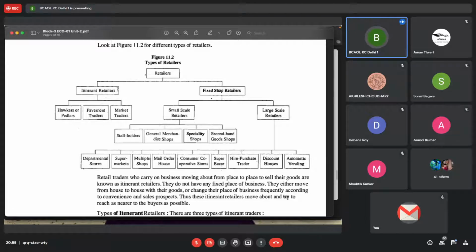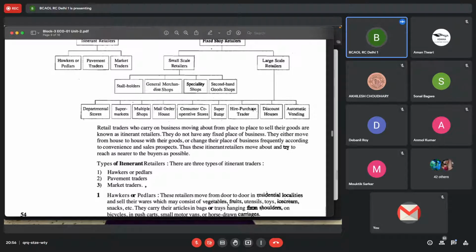Small holders, general merchandise, specialty shops, second-hand shops, departmental stores. You would have seen that the big departmental stores sell goods which are basically durable. Perishable goods are basically sold by supermarkets, which of course have n number of varieties; it can be durable and non-durable as well. Multiple shops, like chain shops such as Bata and McDonald's, chain stores basically, franchisees. Mail order houses, where you sell through mail. Consumer cooperative societies, super bazaar.